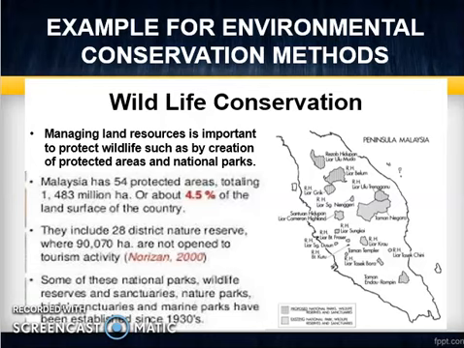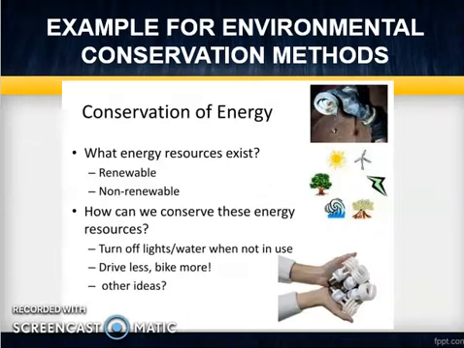Malaysia, for example, has 54 protected areas, totaling about 1.483 million hectares, or about 4.5% of the land surface of this country. This slide shows the location of protected areas and national parks in Peninsular Malaysia only. Okay, continuing our discussion about examples of environmental conservation that can be done in this world.